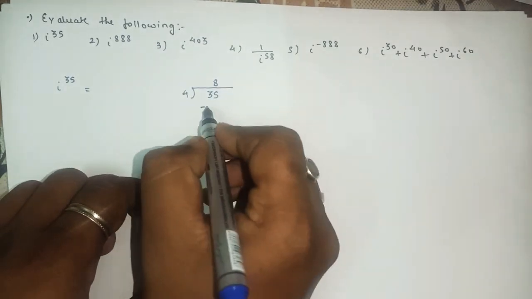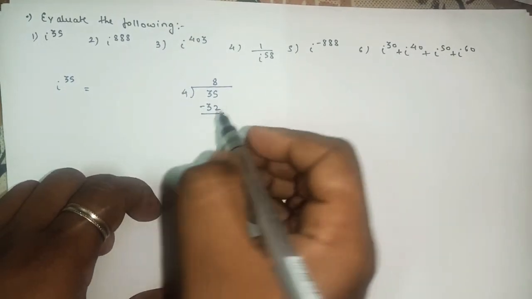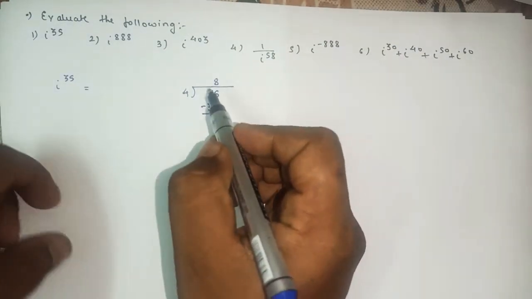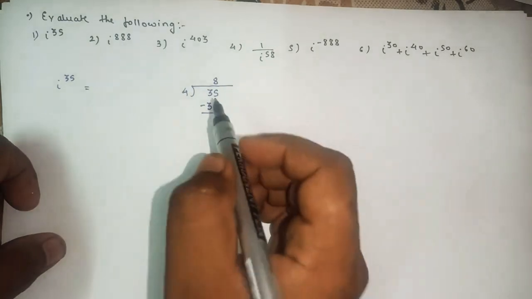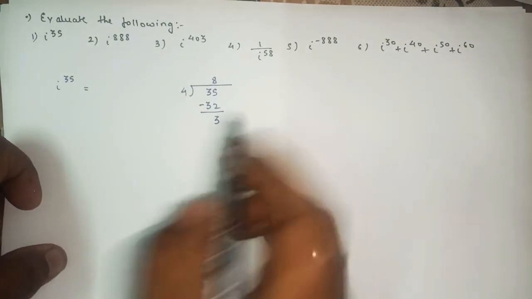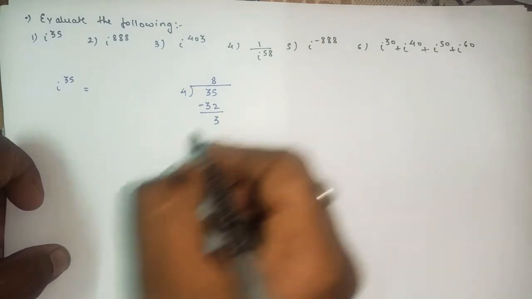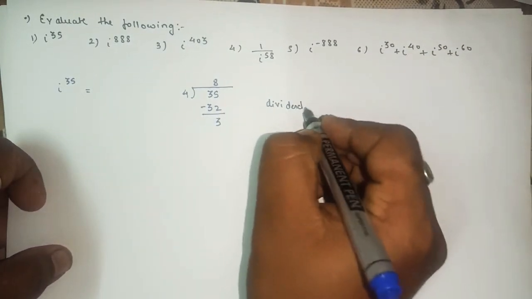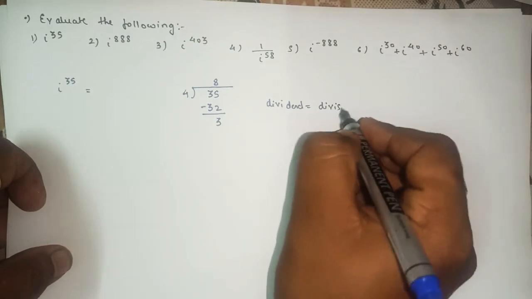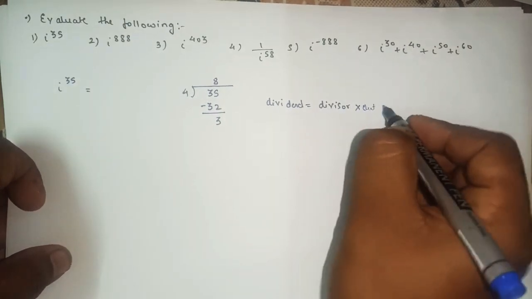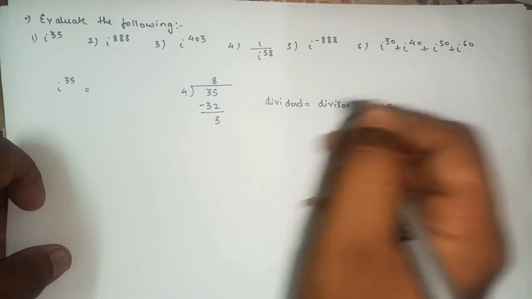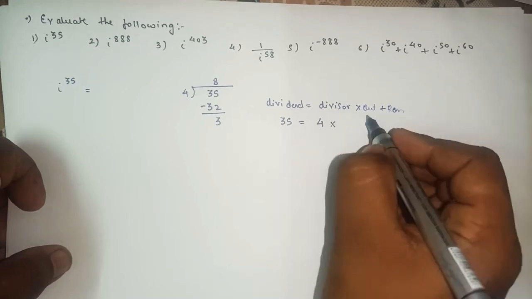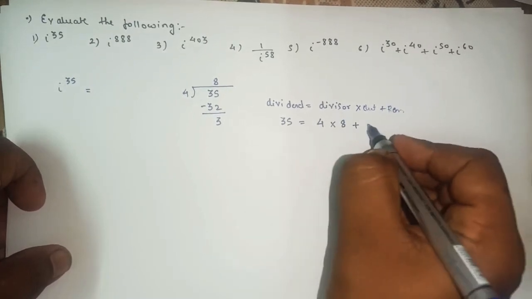8 fours are 32, yes or no? So you will be left with 3. Don't solve this sum further, keep it as it is. So here we got the remainder as 3. So using the formula, that is dividend equal to divisor into quotient plus remainder. So dividend is 35, divisor is 4, quotient which we got is 8, and remainder is 3.